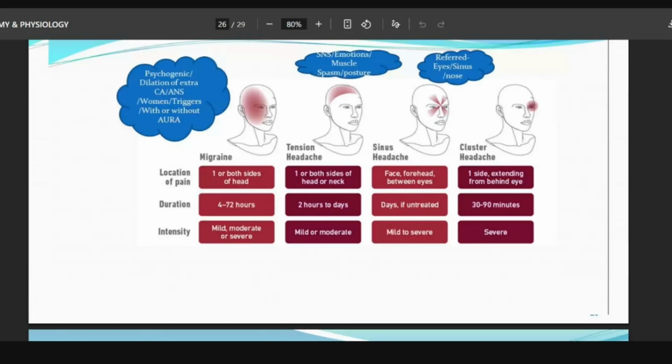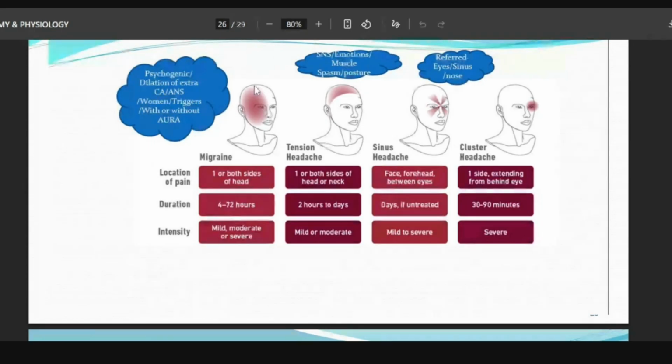It can be with or without aura. Aura means before getting the attack of migraine, you see white spots of light in front of your eyes. You don't like any light to be seen. You don't like any sound to be heard. And before that, even if you close your eyes, you can see some white lights or white light flakes moving in front of your closed eyes or open eyes. So that is called aura. But everybody with migraine will not have aura. Few people will have it, few people will not have it.